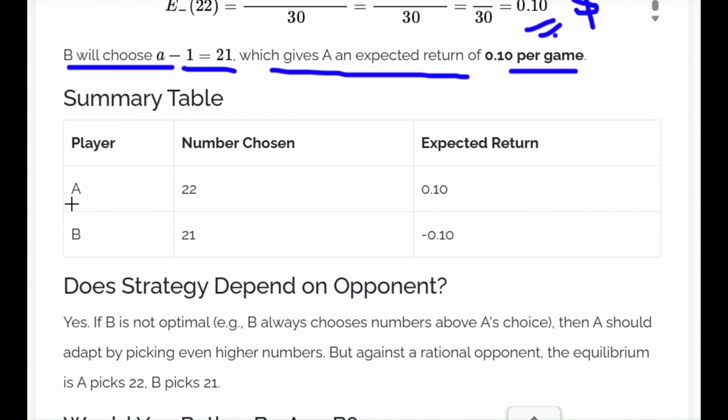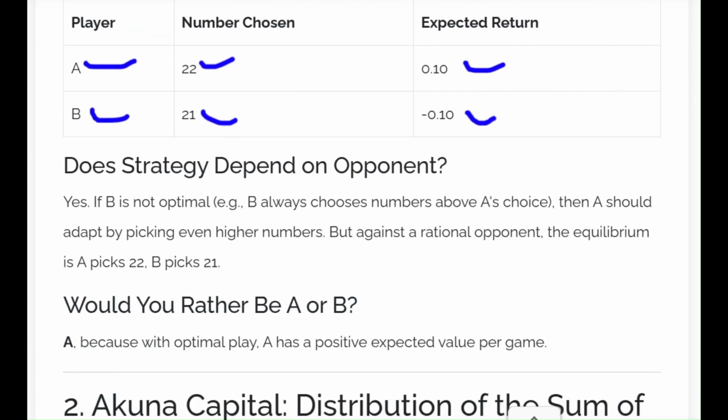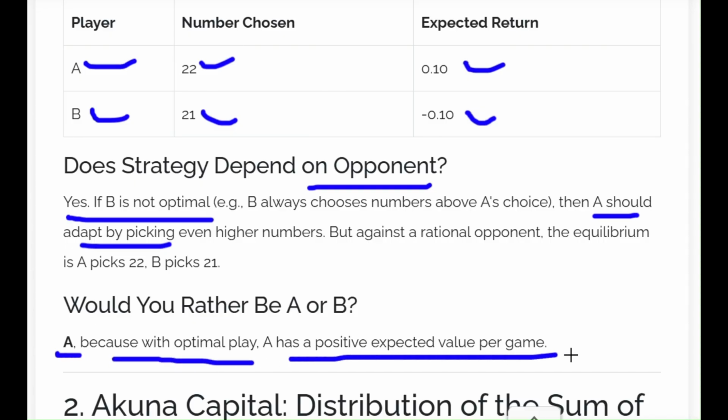So what's the final answer? The optimal choice for A is 22. The expected return is $0.1. B chooses 21, expected return minus $0.1. So does the strategy depend on the opponent? Yes. If B is not optimal, then A should adapt. But against a rational opponent, the equilibrium is A picks 22 and B picks 21. Would you rather be A or B? The answer is A, because with optimal play, A has a positive expected value per game. So that's the answer to this question.